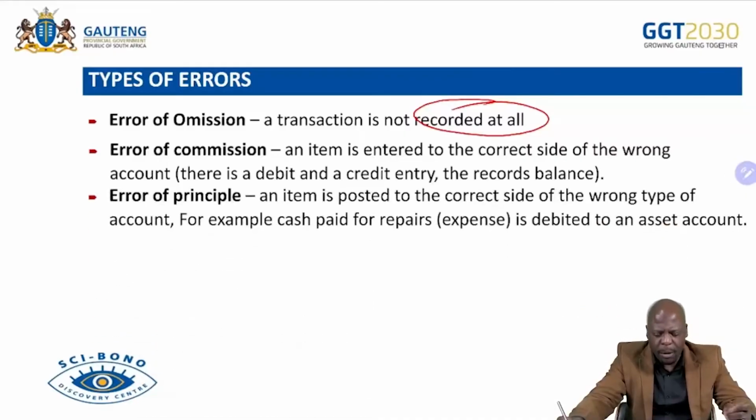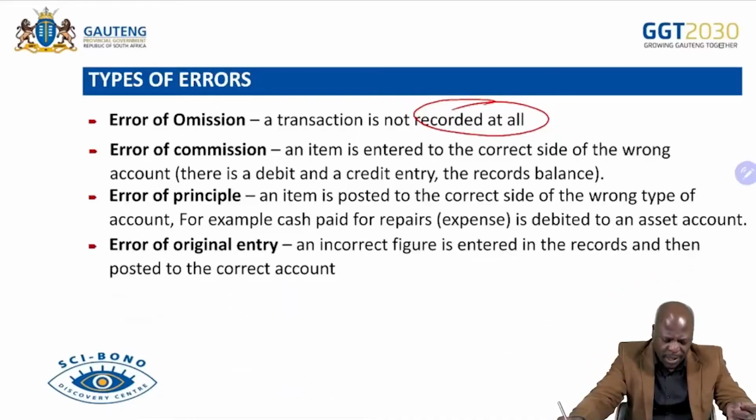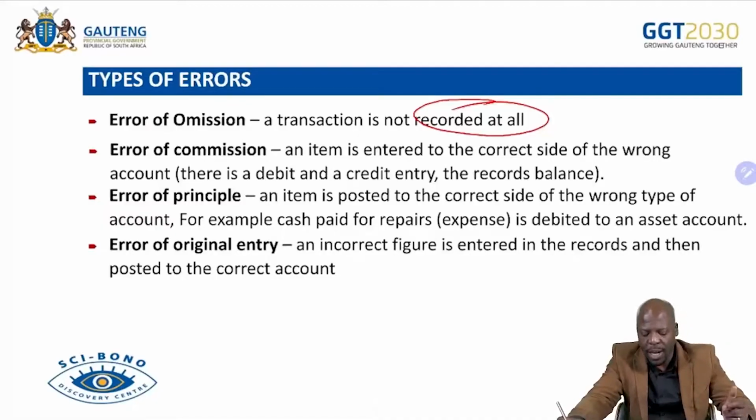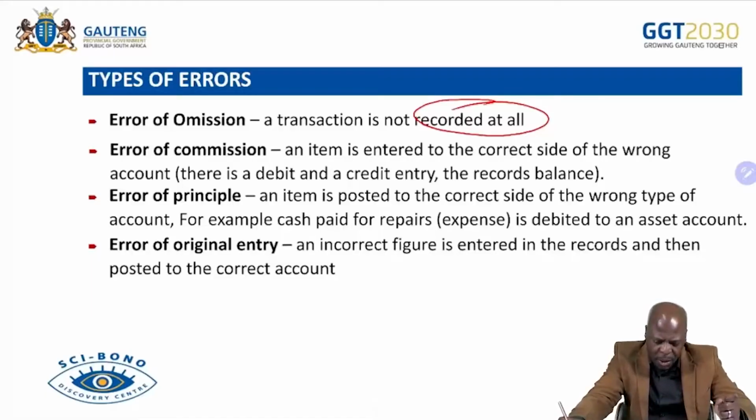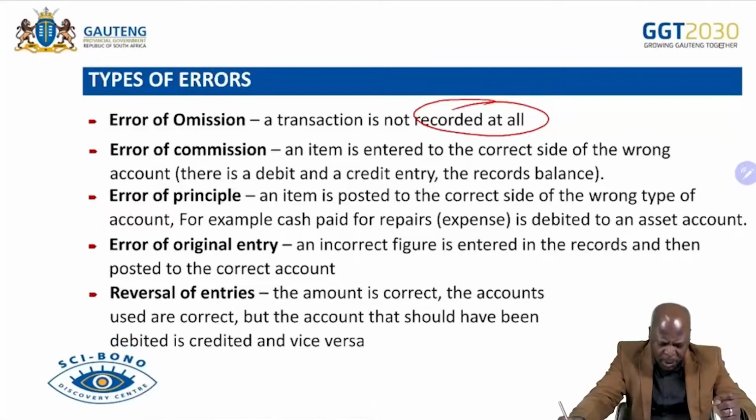And then the next error is the error of principal, an item which is posted to the correct side of the wrong type of account. For example, cash paid for repairs, which is an expense, but then is debited to an asset account. The next error is the error of original entry. It is an incorrect figure which is entered in the records and then posted to the correct account. Original entry simply means the error was made in the origins of the transactions. Once an incorrect figure is entered in the records, our posting is going to be affected as well.